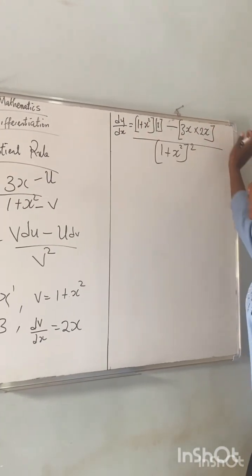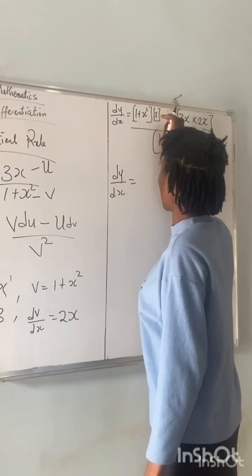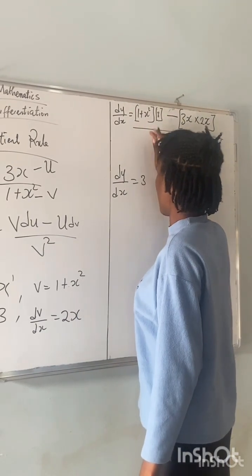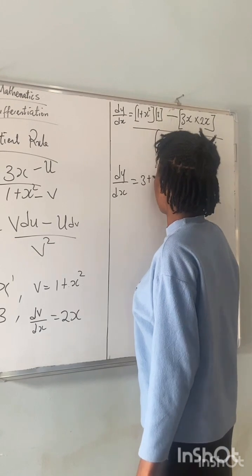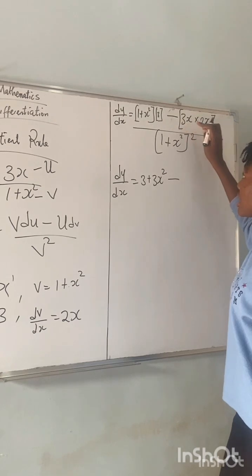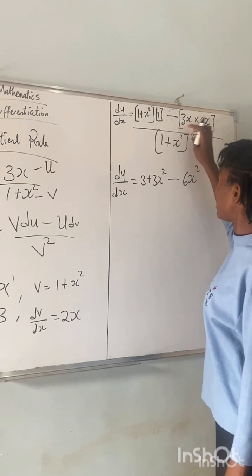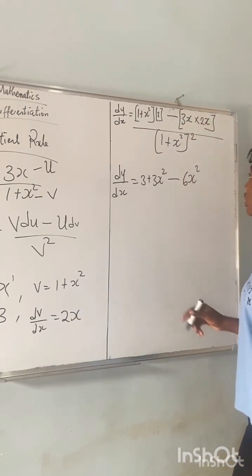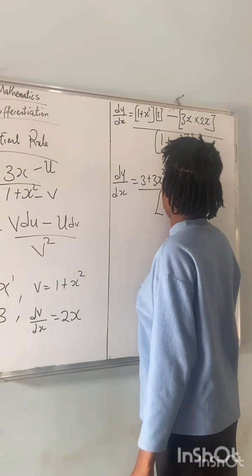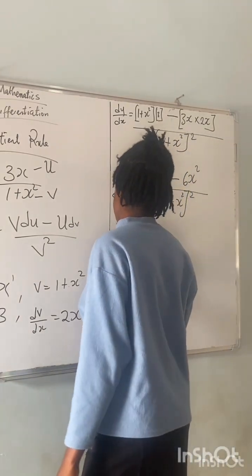Now let's solve by expanding. 3 multiplied by 1 gives 3, and 3 multiplied by x squared gives 3x squared. Now minus 3x times 2x gives minus 6x squared, that is 3 times 2, and x times x. We will not be expanding the denominator, we can leave it in that form as 1 plus x squared all squared.